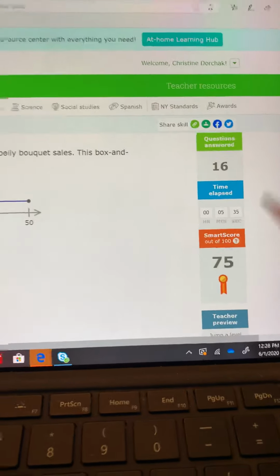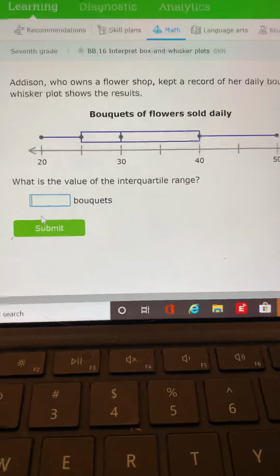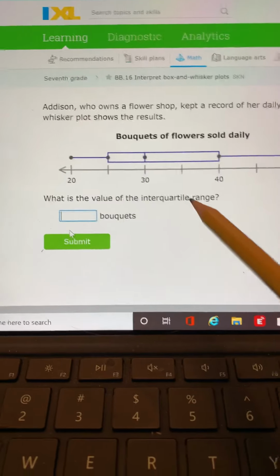I'm going to just pick up here. I wanted to get a little higher on the SMART score so we can see things a little more clearly and a little more challenging.